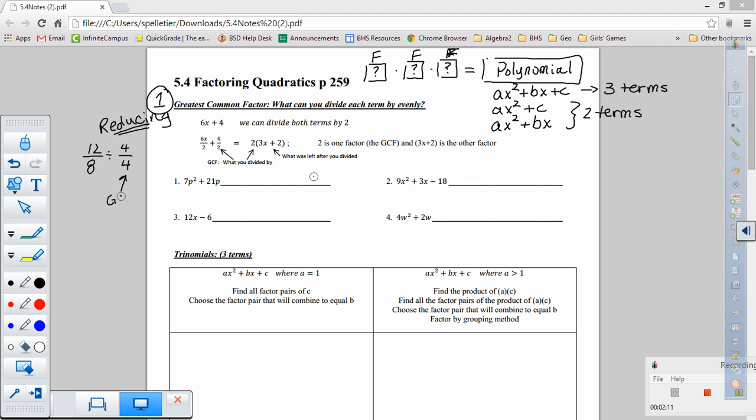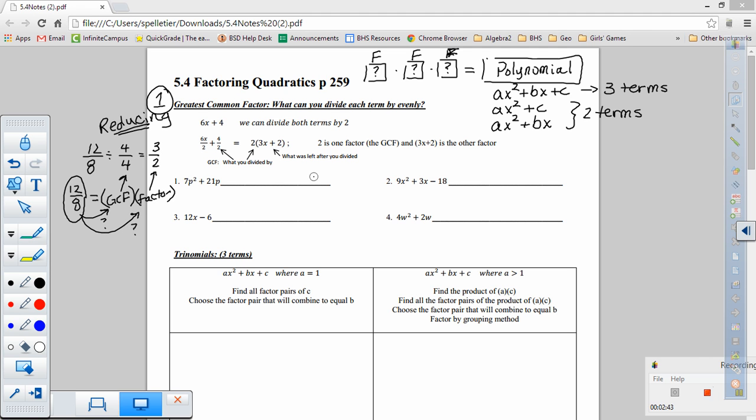So that's your greatest common factor, 4. And then you divide out the 4, so 12 divided by 4 is 3, and 8 divided by 4 is 2. And then this is the other factor. So what we're saying is, if you multiplied the factor times the greatest common factor, you would result in the 12 over 8. You would be right back where you started. So with factoring, we're starting here, and we're trying to figure out what are those factors.